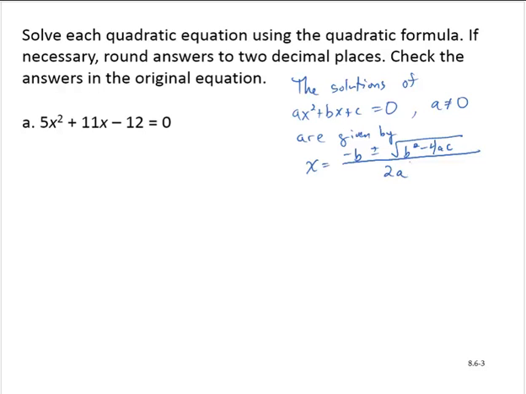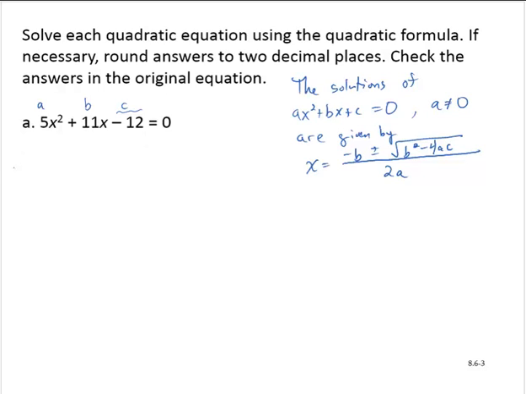So if we have any quadratic equation that's in that general form, ax squared plus bx plus c equals 0, we can solve it through direct substitution into a formula. All right, so let's see a couple of examples of that. First example, exercise A, we have 5x squared plus 11x minus 12 is 0. So we have a is 5, b is 11, and c is negative 12.